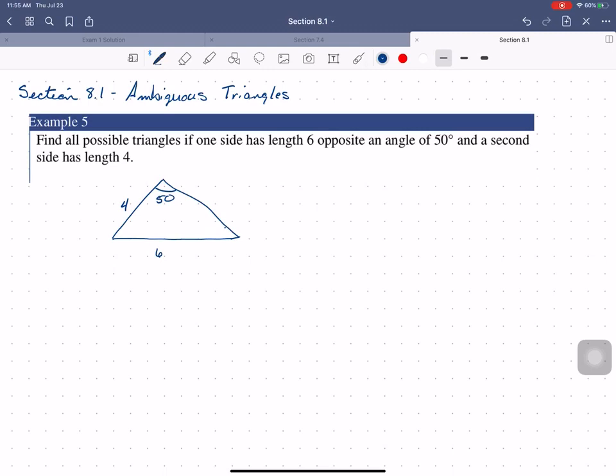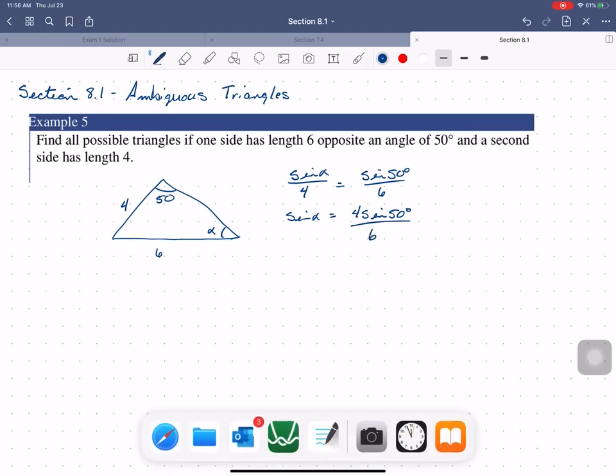Let's label this alpha, because what do we know? Well, we know that the sine of alpha divided by 4 needs to equal the sine of 50 degrees divided by 6, which means that the sine of alpha is equal to 4 times the sine of 50 degrees divided by 6. So we'll bring out our calculator.